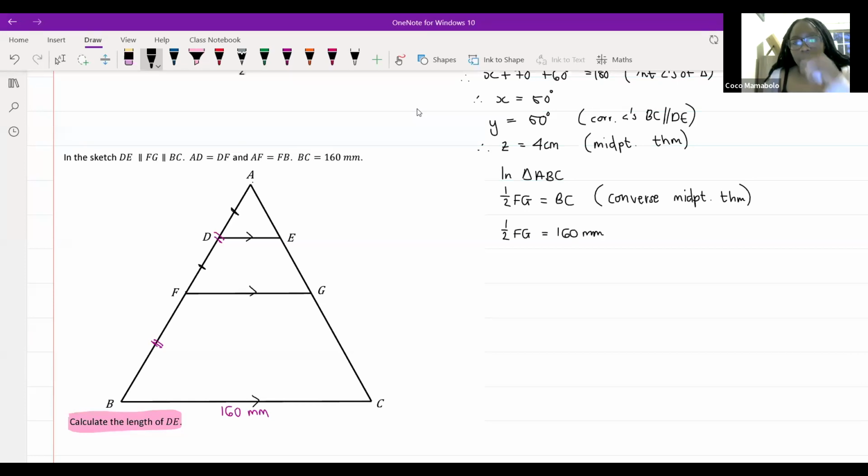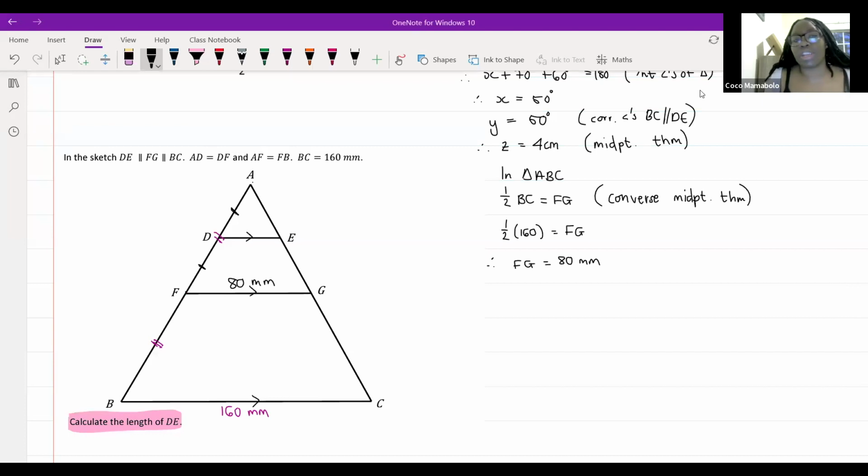Or have I done it the wrong way around? Yes, guys, I've done it the wrong way around. I'm sorry. Half of BC is equal to FG. My apologies, guys. Otherwise, the answer was going to come out 320 and it wouldn't make any sense. Half of 160 is equal to FG. Therefore, FG is equal to how much? To 80 millimeters. It's such a simple question. So this part we know is now equal to 80 millimeters.